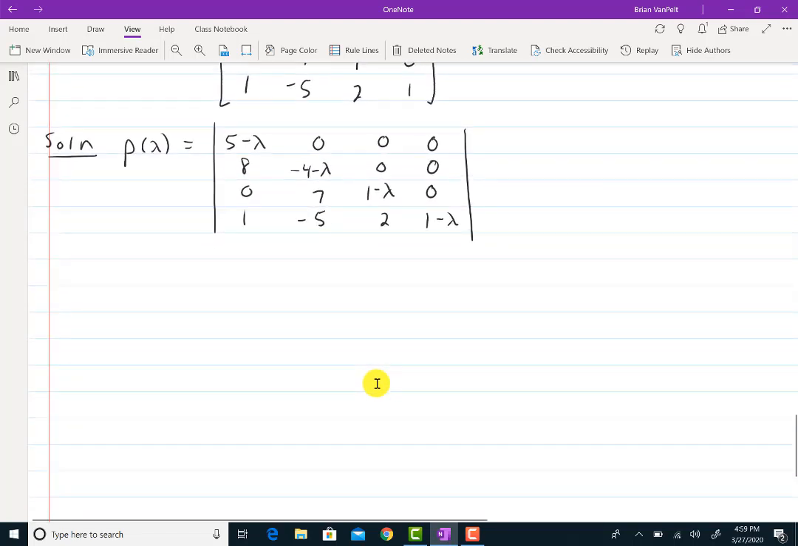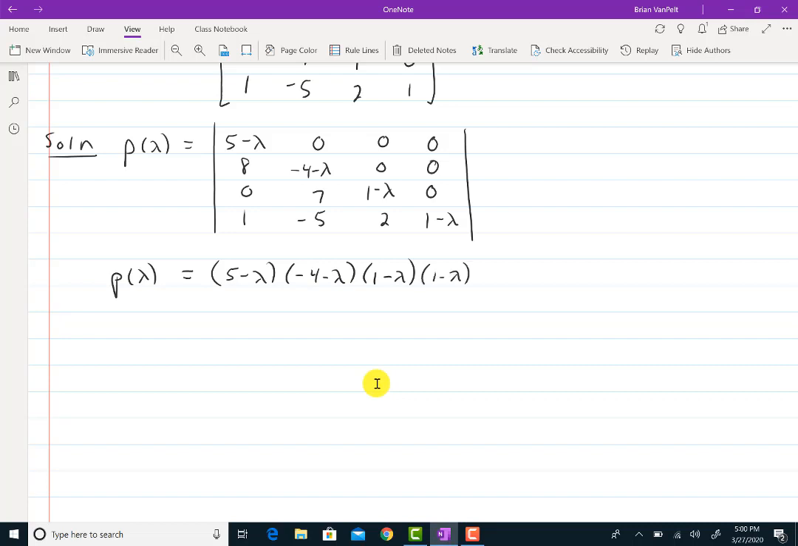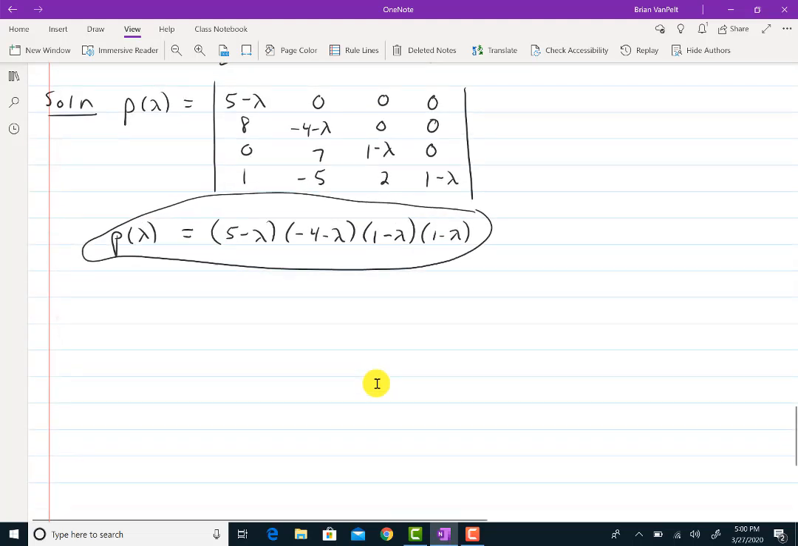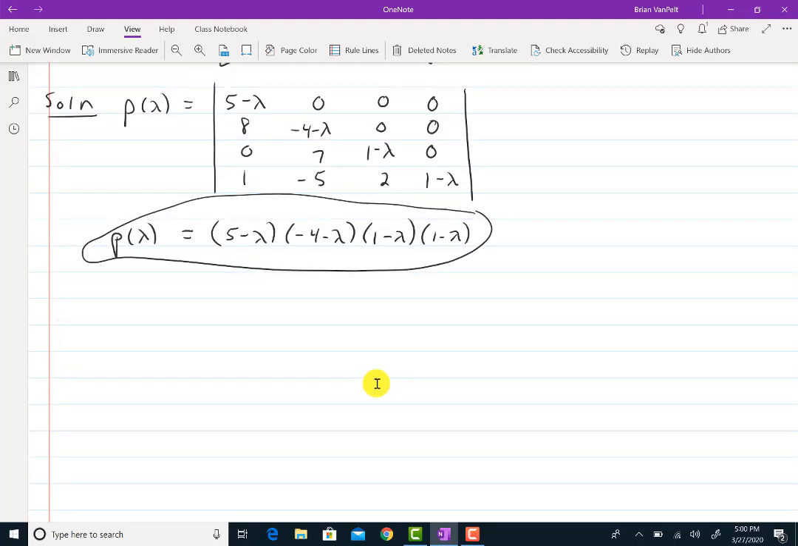Now, one thing I know that you do know is that the determinant of a diagonal matrix, or what your book calls a triangular matrix, is you just take the product of the items on the main diagonal. So I have 5 minus lambda times negative 4 minus lambda times 1 minus lambda times 1 minus lambda. And there's your characteristic polynomial for this matrix. Very simple with diagonal matrices. This one here is what they call a lower diagonal matrix.